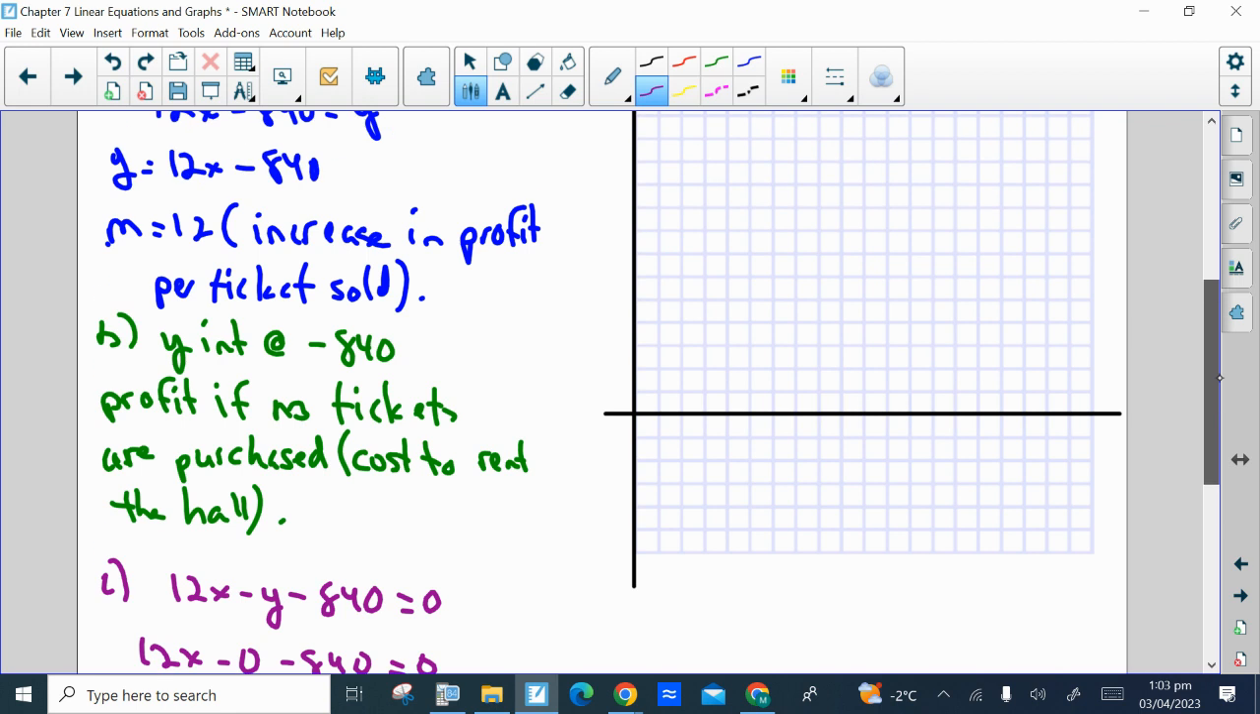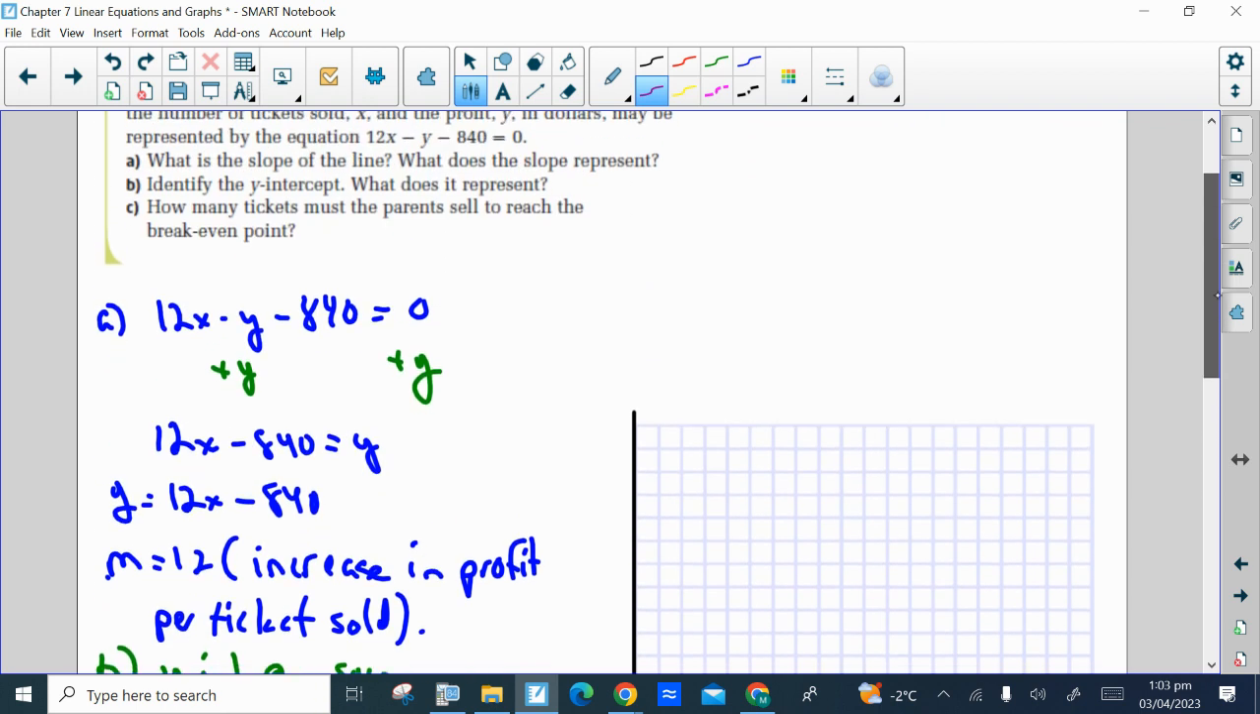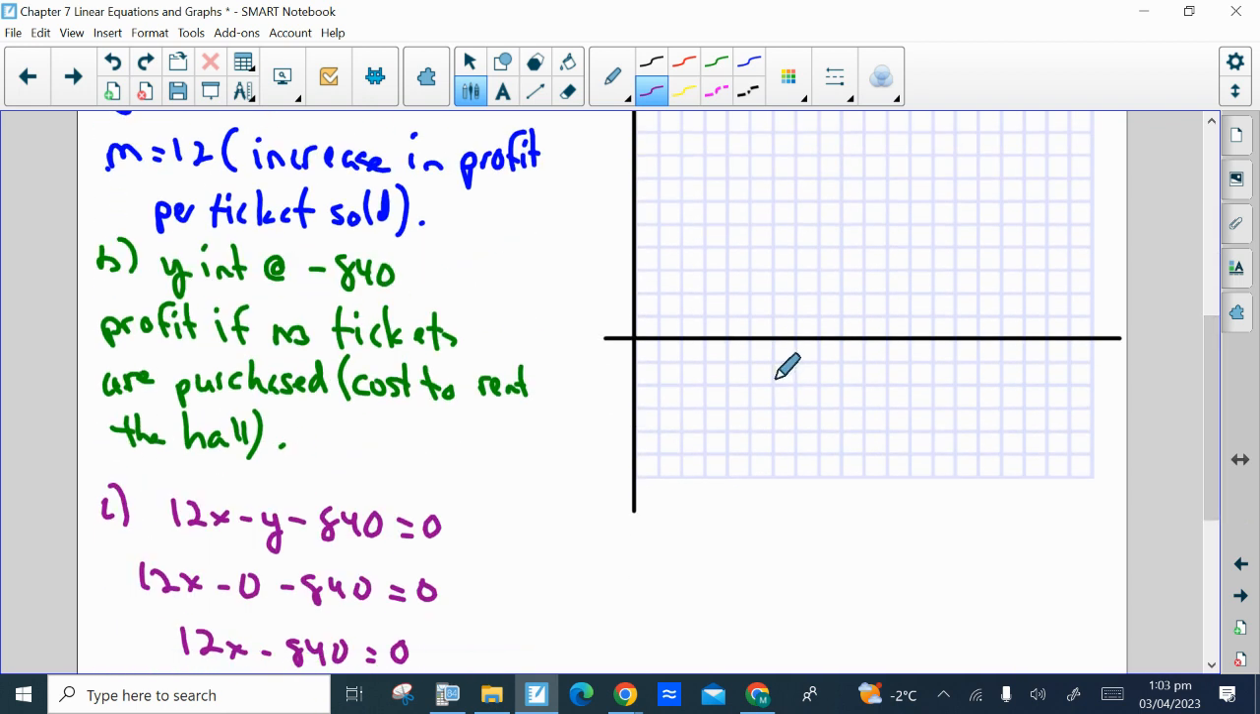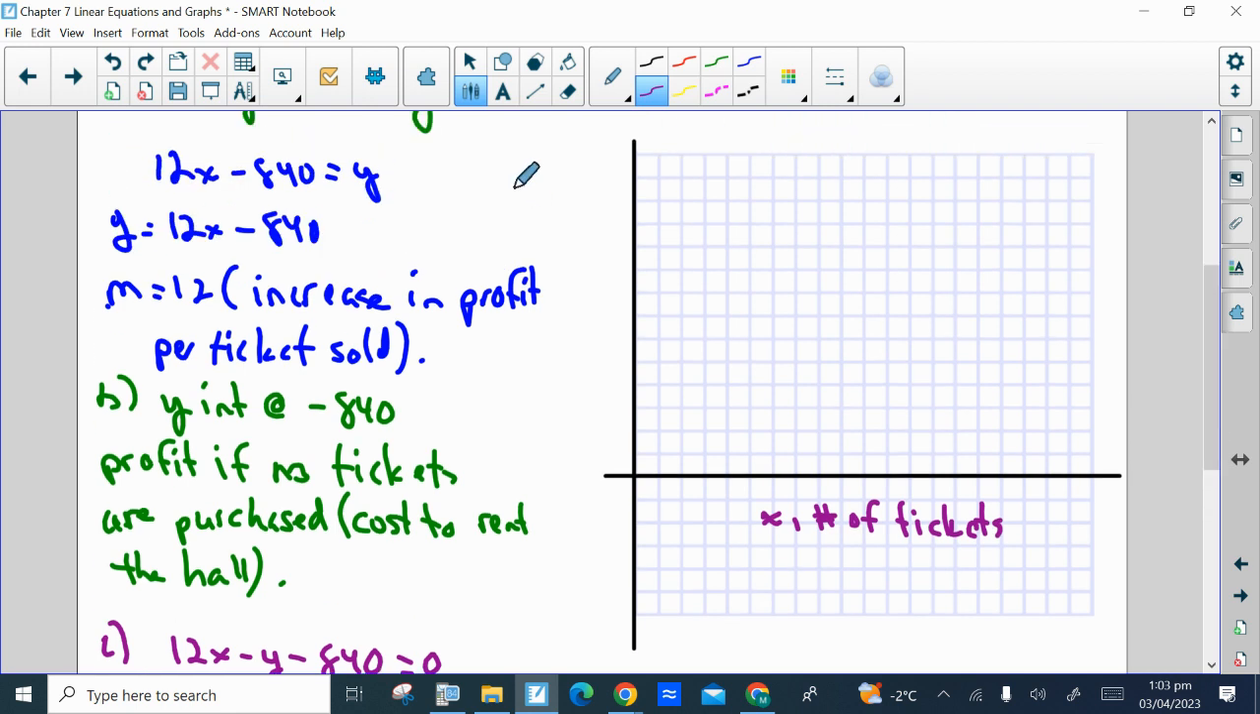So to graph this again, x, which we are told is the number of tickets sold, always goes along the horizontal axis. Remember, when you're doing a graph, you must always label your axes. And then on the side, we'll have y, the profit, which will be in dollars.